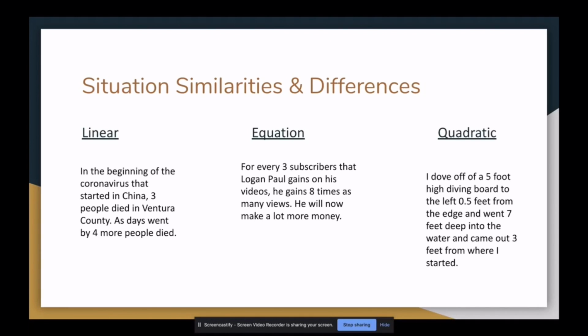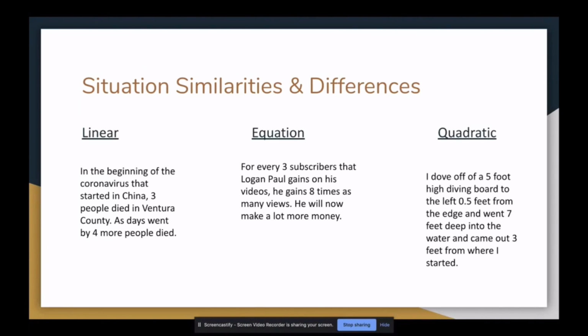And for our equation web, it was for every 3 subscribers that Logan Paul gains on his videos, he gains 8 times as many views. He will now make a lot more money. For our quadratic web, I dove off of a 5-foot-high diving board to the left 0.5 feet from the edge and went 7 feet down into the water and came out 3 feet from where I started.